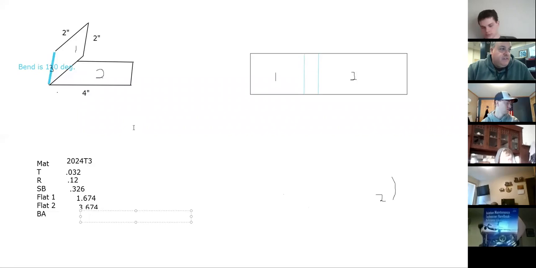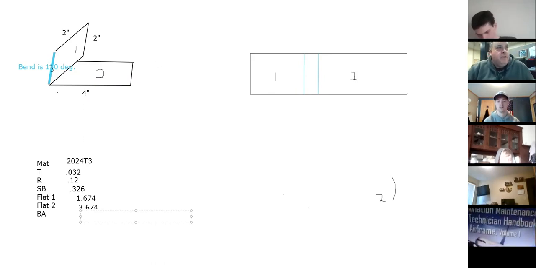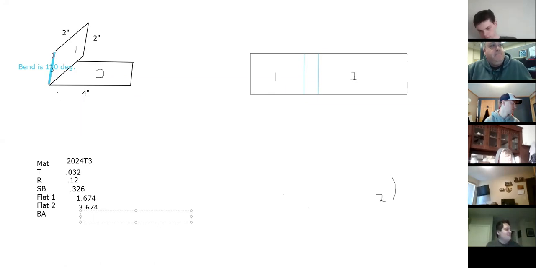So if you look at that chart, what do you get for a bend allowance? I get 0.218. Okay, and you're not entirely wrong at all, but 0.218 would be the bend allowance if that was how many degrees? 90 degrees. Our bend is how many degrees? 130. Our bend is 130 degrees.